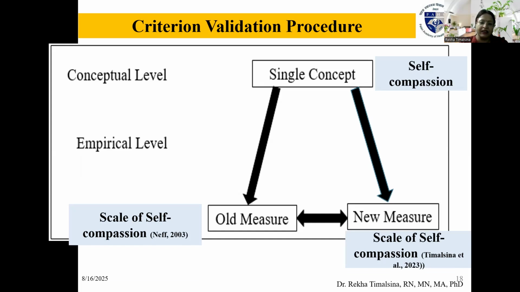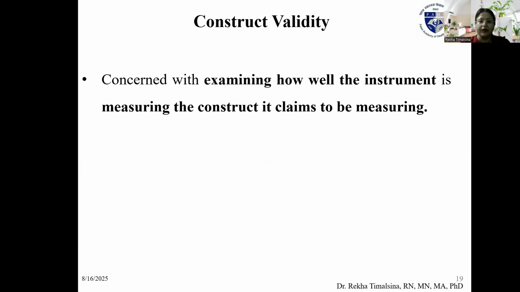In terms of predictive validity, it refers to the extent to which the new instrument can accurately predict future outcomes or behaviors related to the construct. If the new self-compassion scale can successfully predict future psychological outcomes such as reduced stress levels, increased well-being, or better coping skills measured at a later point in time, then the scale demonstrates predictive validity.